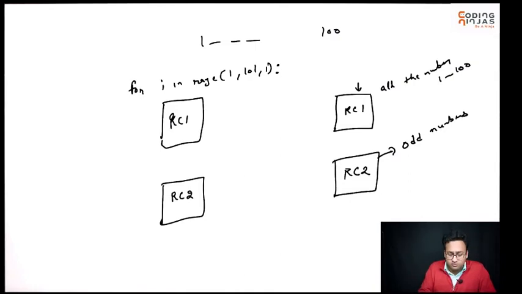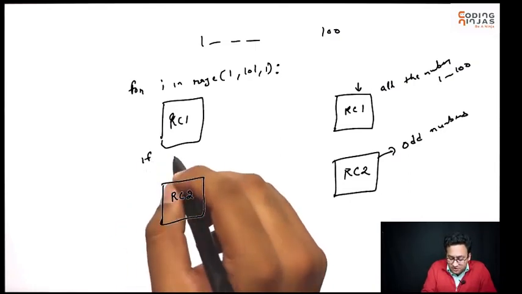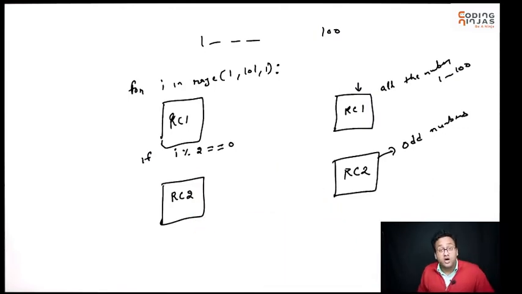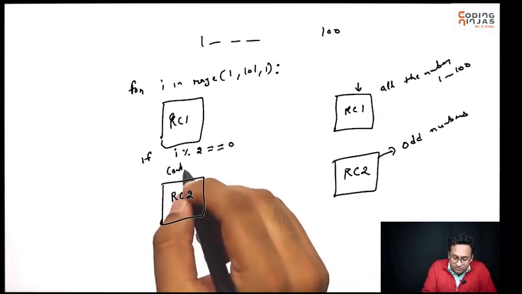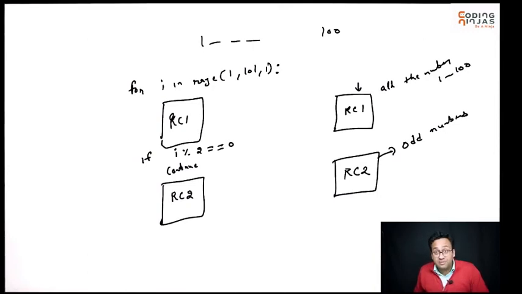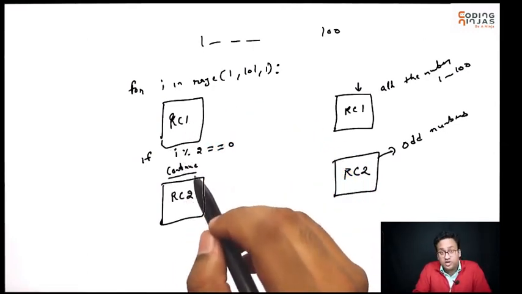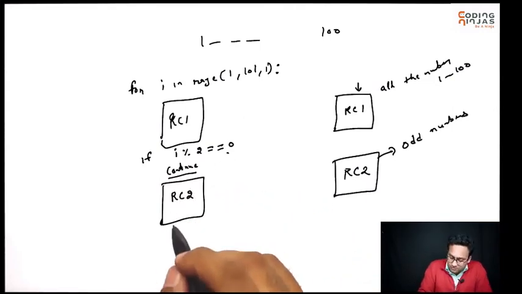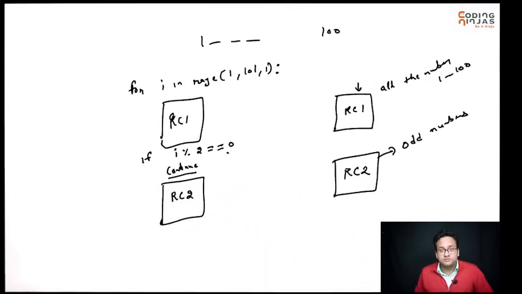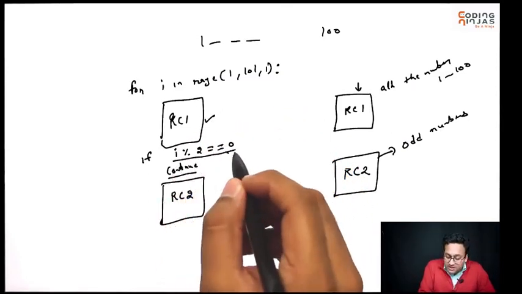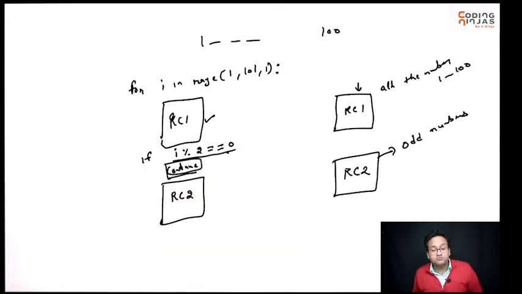In that case, what you can do is write if i % 2 == 0, that means you have hit an even number, you can write continue. So what will happen? You come inside for 1, this runs, continue is not hit because this condition is not met, RC2 is also executed. But the next time you come inside for i equal to 2, RC1 is executed, but this condition is met and you do continue, that means RC2 will not be executed.